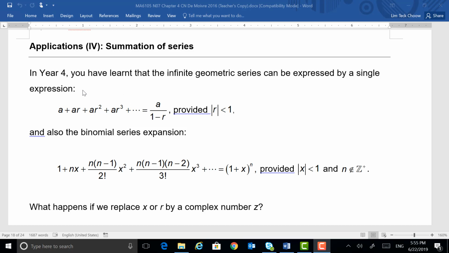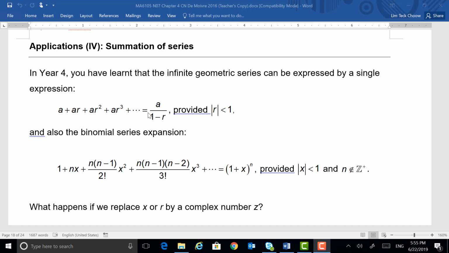What is a GP? A GP is actually a series where you have one term leading to the next term by the multiplication of a common ratio. In this case, the common ratio is r. You have learned in year 4 that in the case of an infinite series, this infinite series will converge, or it has a finite sum, provided this condition holds true, which is the absolute value of the common ratio must be less than 1.